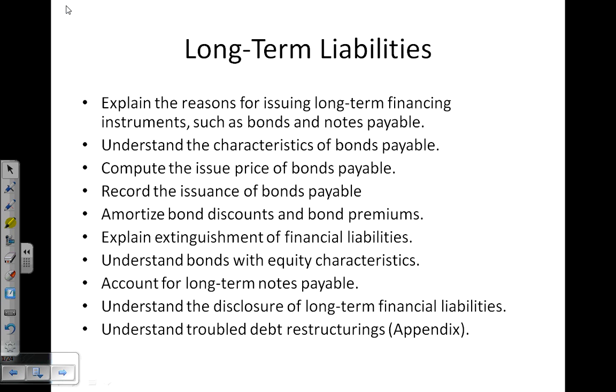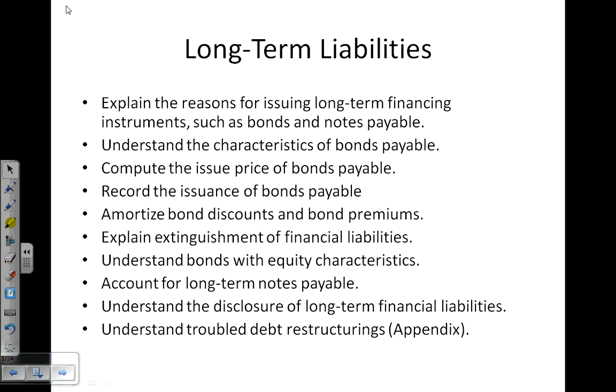With detachable stock warrants, we're going to account for the equity feature up front. We're going to allocate a portion of the proceeds to stock warrants, and we'll do it either on the proportional method, if both fair values are known, or the incremental approach if only one of the fair values is known.